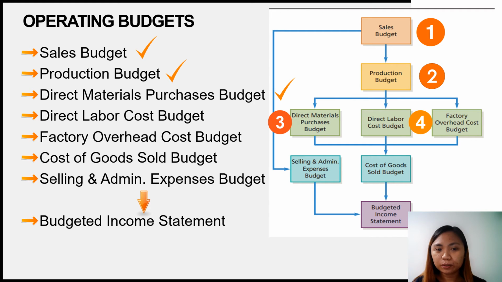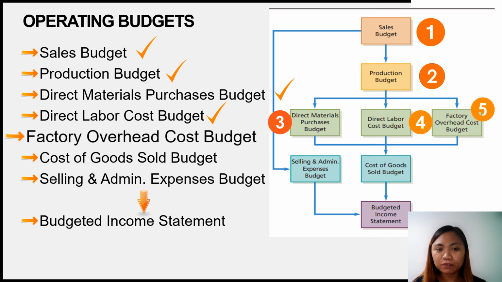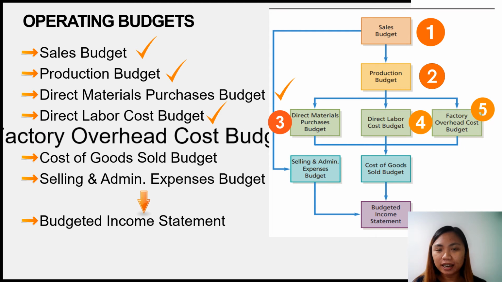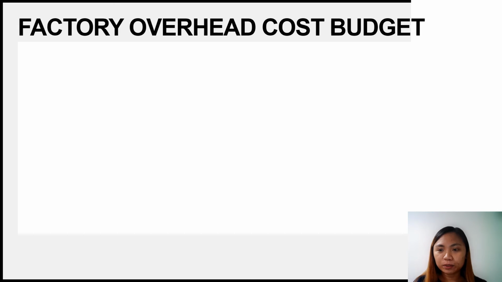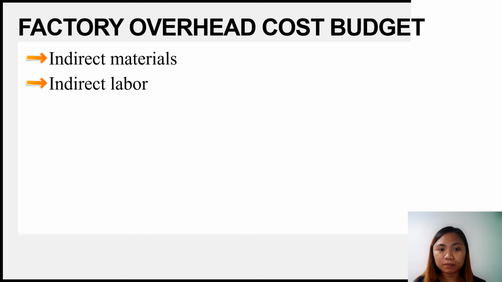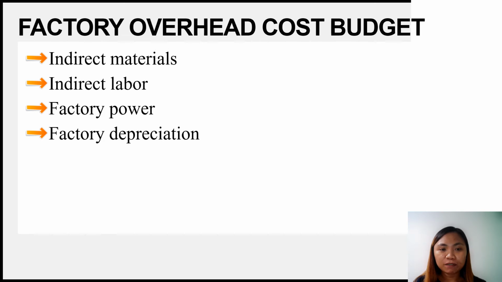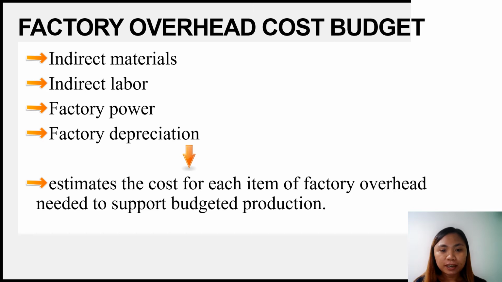So now that we are done with the direct labor cost budget, we will now move on to the factory overhead cost budget. And this is actually the third product cost that will flow to the production of the company. Factory overhead includes all manufacturing costs except direct materials and direct labor. Examples of these costs are indirect materials, indirect labor, factory power, and factory depreciation. And the factory overhead costs budget estimates the cost for each item of factory overhead needed to support budgeted production.